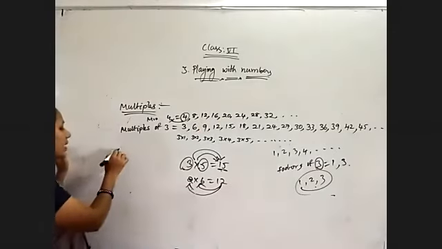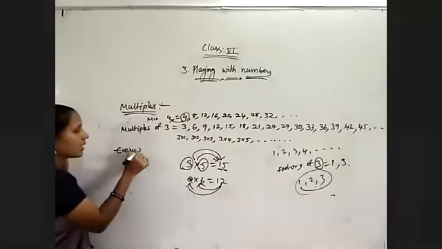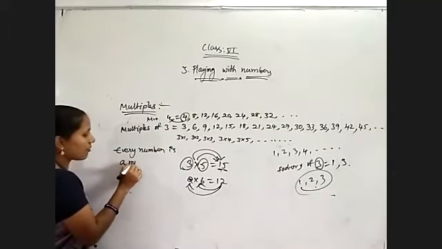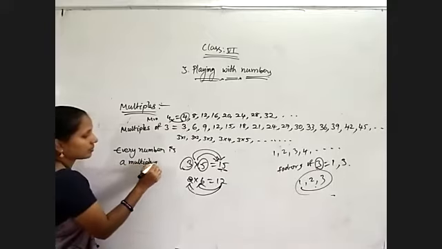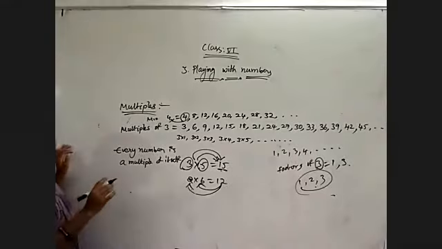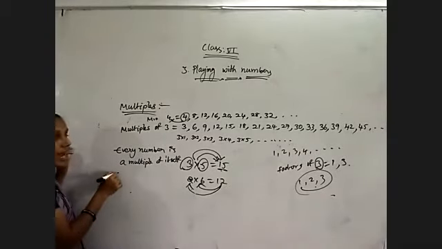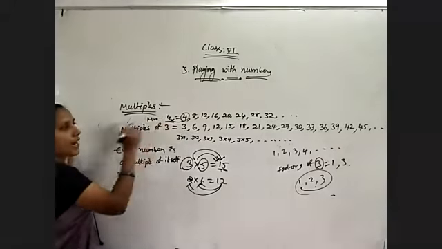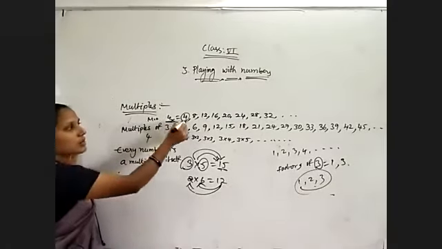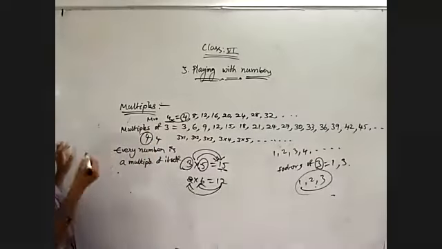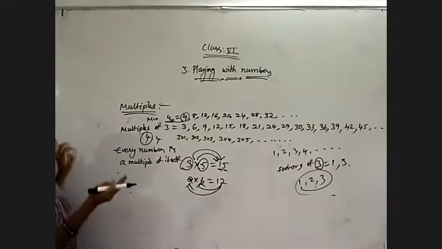So every number is a multiple of itself. So every number is itself a multiple. Every number is a factor and multiple of itself. Remember that. So what is the greatest factor of 4? 4 only. What is the smallest multiple of 4? 4 only. Means 4 is a factor as well as a multiple. Okay. Every number is a factor and multiple of itself.